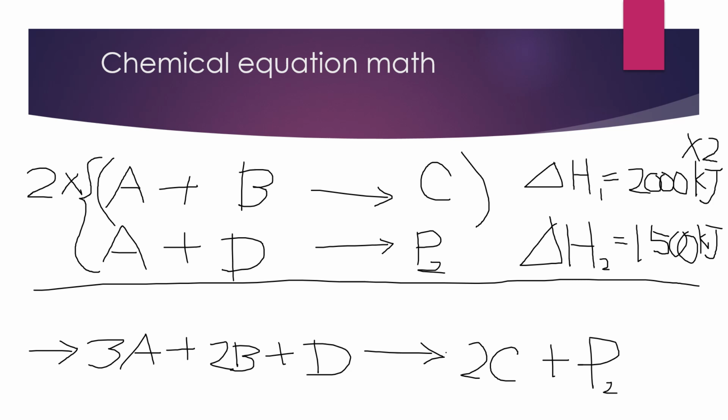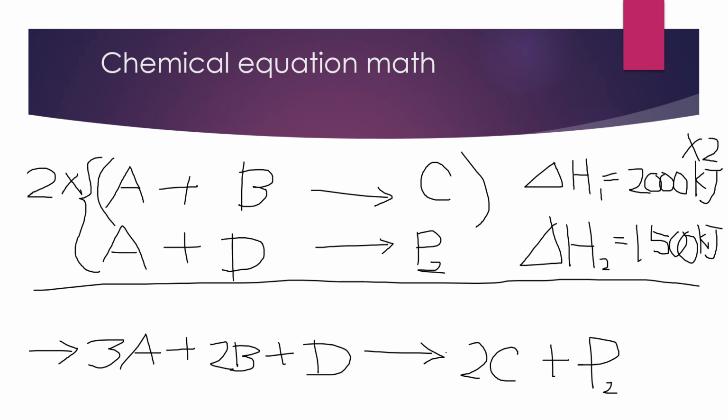Remember, this multiplier applies the same way because your enthalpy is the enthalpy of the entire reaction. It's not just for a specific part of this reaction. Same with the second. It looks like for our second, since we only need one P2, one D, and one more A than what the first reaction had given us, we can just keep this the same, right?